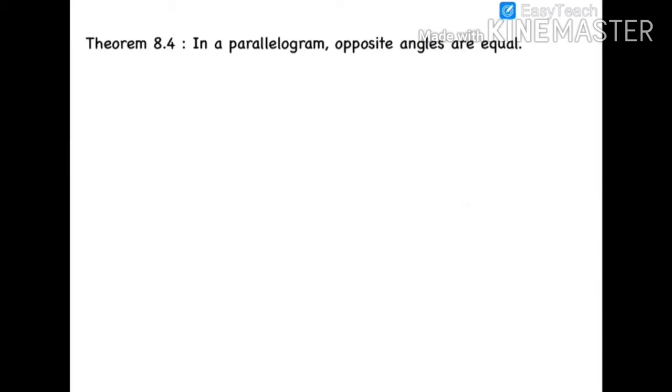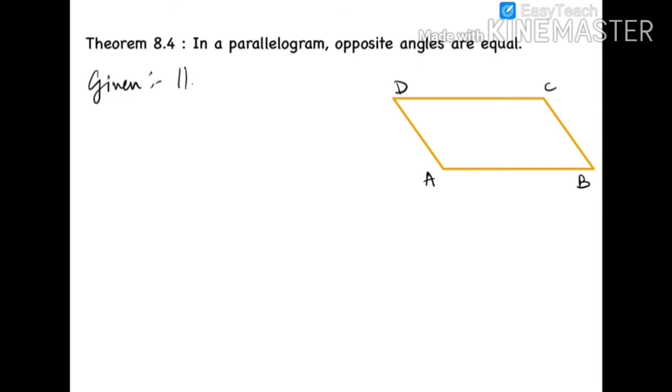Next theorem is 8.4. In a parallelogram, opposite angles are equal. To prove this theorem, we will use theorem 8.1, which says that the diagonal of a parallelogram divides it into two congruent triangles. So let's draw a figure and write down what is given. So this is parallelogram ABCD, which is given to us. We have to prove the opposite angles are equal. That means we have to prove angle A equal to angle C and angle D equal to angle B.